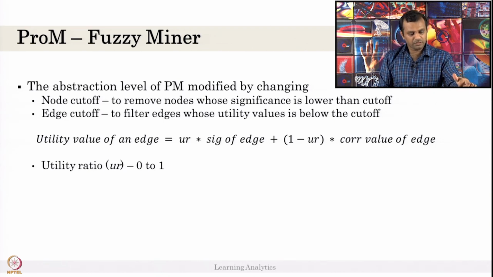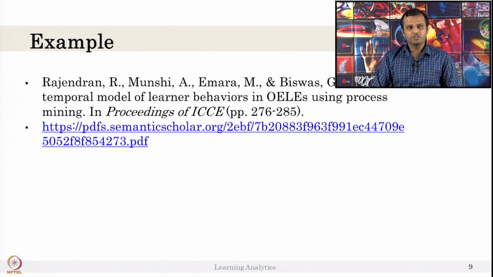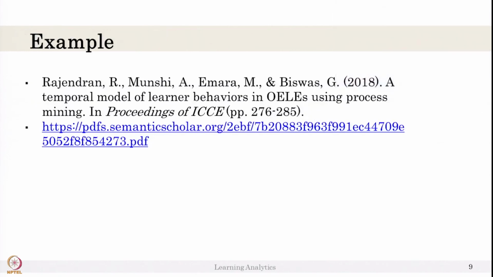Please look at this particular equation. It is very simple, you just have to understand how the abstraction is happening using node cutoff and edge cutoff, only 2 things. In the process model software, you can actually vary this node cutoff and edge cutoff. I will show it in the demo, and you will understand these things.